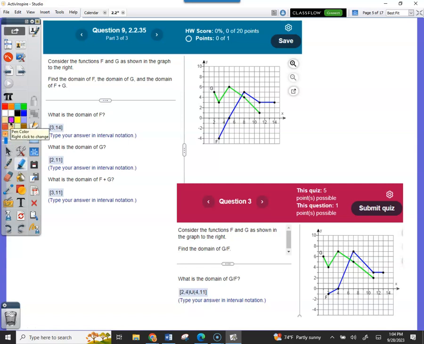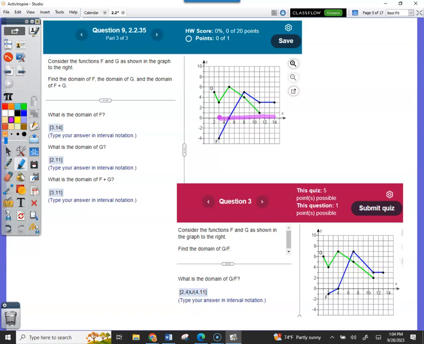F starts at 3. Can you tell that? Do I need to make this bigger? Can you see it back there? F starts at 3 and F runs to 14. So the domain of F would be bracket 3 to 14 bracket.